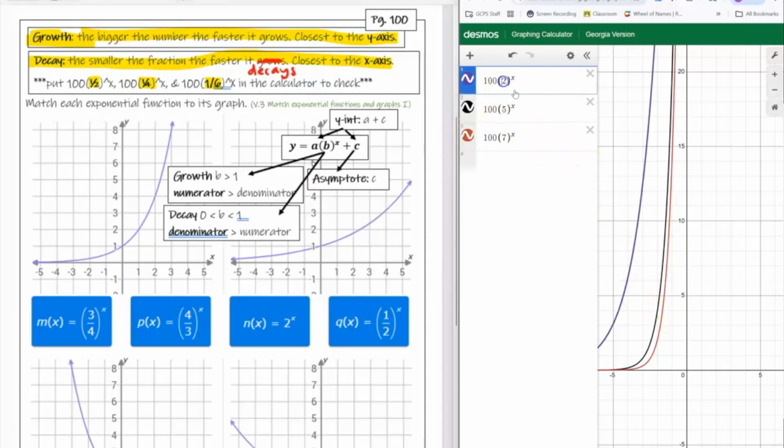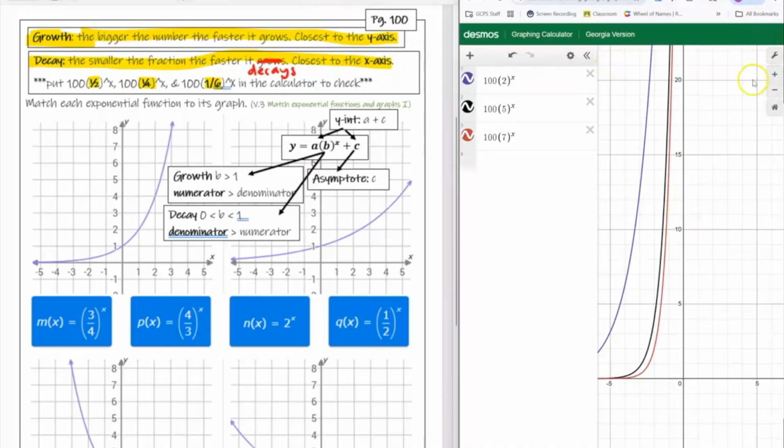So purple is 2. So this one is 2. As the number gets bigger, 5 is black right here, and then 7 is red. As the number gets bigger, what happens to my slide? It gets really scary. This one is a little less scary, but this one is super scary because it's super steep. And then the other way you can also look at it is it's closest to the y-axis. The one that's closest to the y-axis, right, is my steepest one, is the most scariest one.